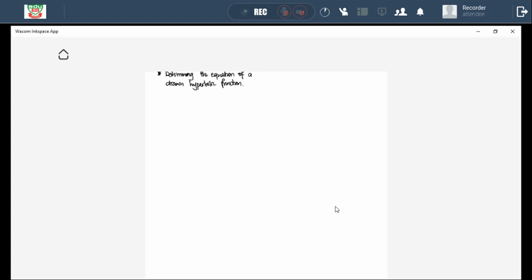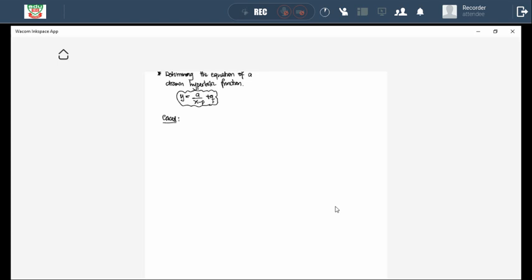Okay, now the equation of a hyperbolic function in its standard form is what? y equal to a all over x minus p, plus q. Remember, a hyperbolic function is also called a rational function where x is in the denominator. Okay, right. Now, when you are asked to determine the equation of a drawn hyperbolic function, there are two cases that you have to consider.